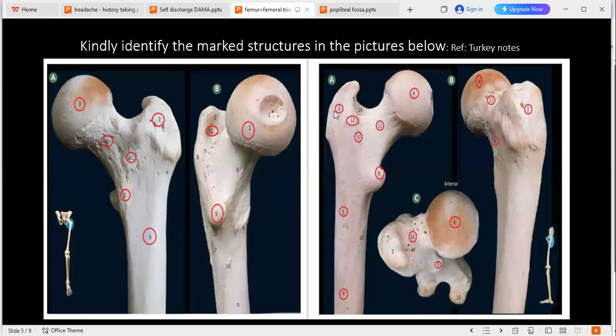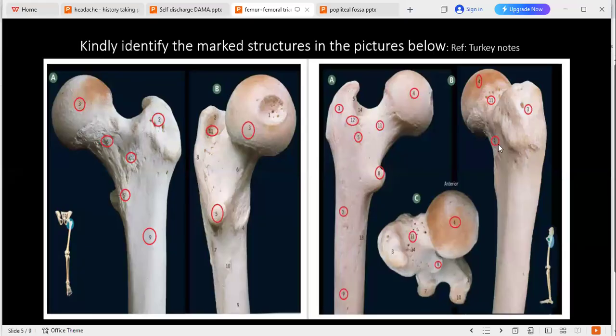Okay, please tell me on picture A on the right hand side if you can identify number 3, 12, and 5. 3 greater trochanter, 11 quadrate tubercle. The 11 is here, but 12 and 5 I asked. Intertrochanteric line. Okay, not quite. Please tell me what is attached at number 8. Lesser trochanter. Attachment is the iliopsoas muscle. Okay, what is 4? Fovea of the head of the femur.